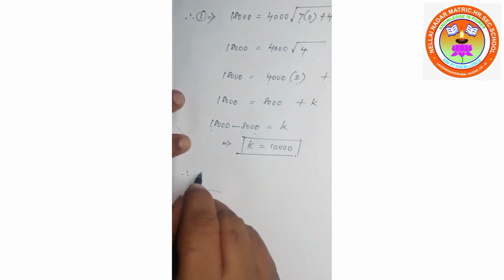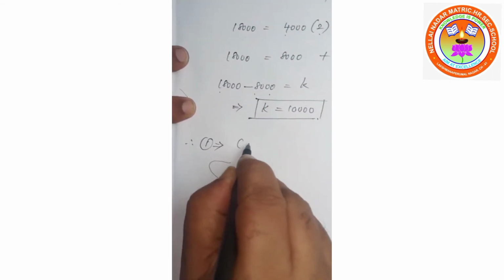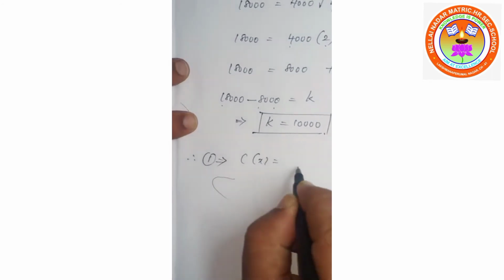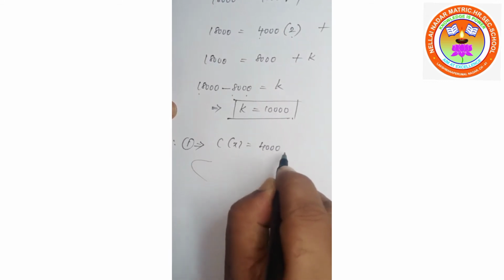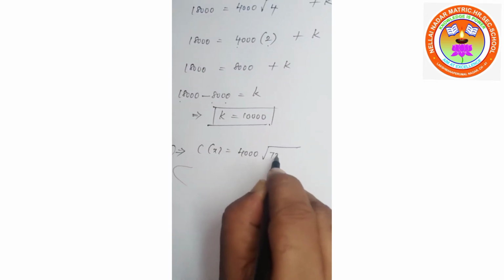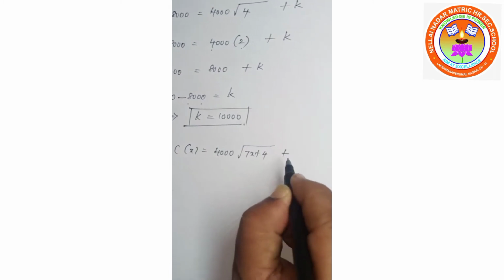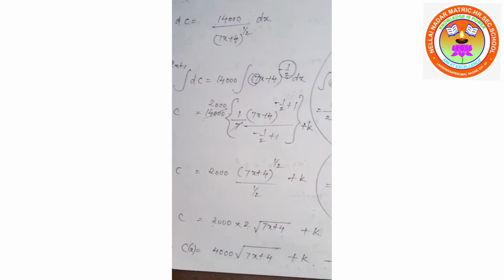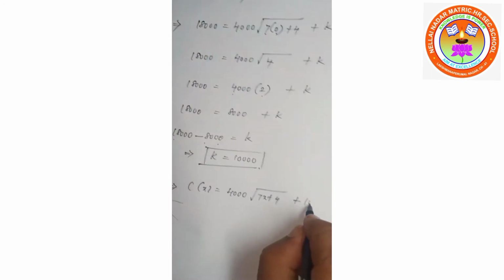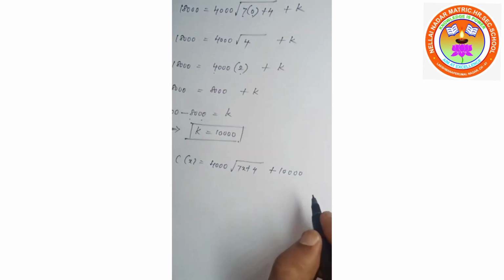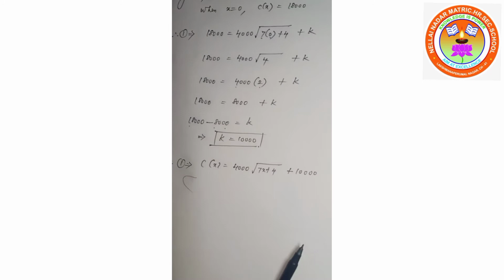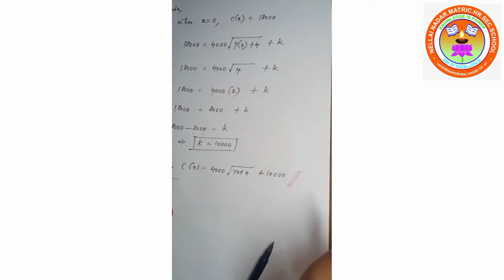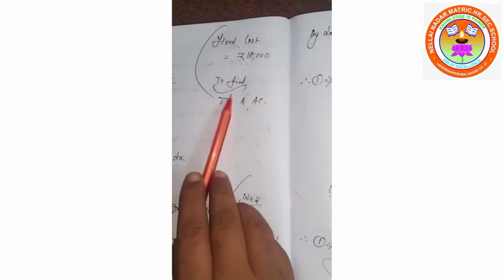Therefore, equation 1 implies C of x equals 4,000 into root of 7x plus 4 plus k. What is the value of k? 10,000. So k is 10,000. This is the cost function. One answer is over. TC means total cost. Total cost and cost are the same.